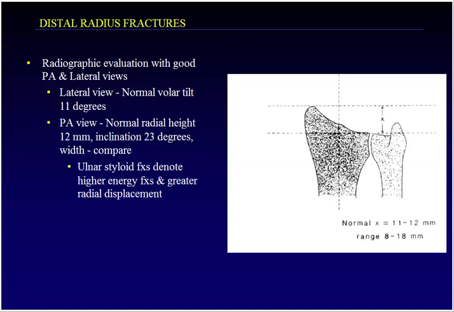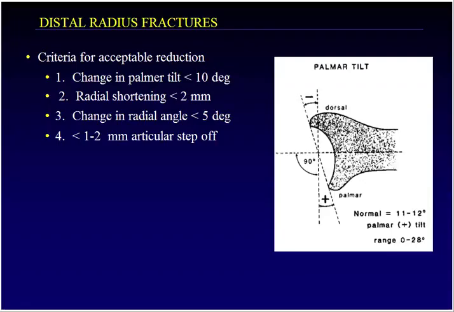If you have an ulnar styloid fracture, that denotes a very high energy trauma to the wrist and greater problems with instability and distal radius fracture displacement. All right, what are the criteria for an acceptable closed reduction of the distal radius? Well, you want to have a change in the palmar tilt less than 10 degrees. So, of course, practically what that means is you can accept basically up to neutral alignment on your lateral image. If you have any amount of dorsal tilt or apex volar angulation, that by definition represents greater than a 10-degree change in the palmar tilt, and that would be an indication for more aggressive intervention.